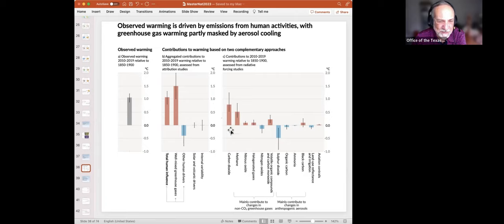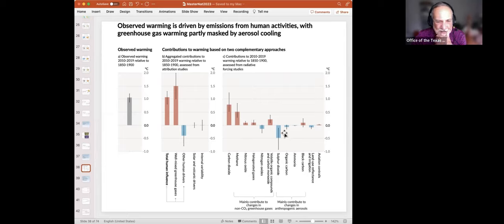So among the greenhouse gases, these first four bars, historically, carbon dioxide has been the biggest contributor to warmer temperatures, with methane second, and small contributions from others like nitrous oxide, chlorofluorocarbons, and so forth.